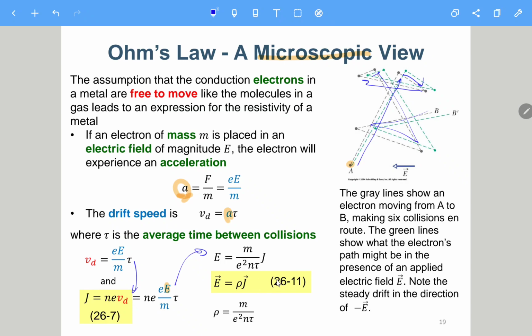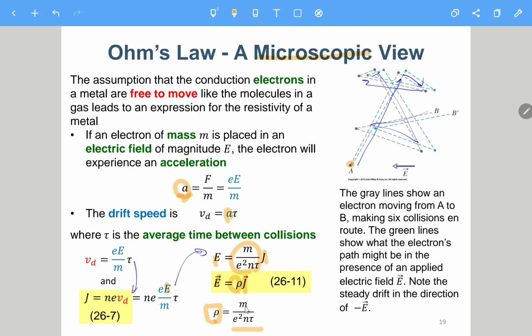We also have this assumption, E equals rho J, which is the vector version of Ohm's law. Comparing this one and this one, we have E, and we have J and J, so this one should be the same as this one. So we have rho equals m over ne squared tau. And we already mentioned that rho is a constant for a given material.